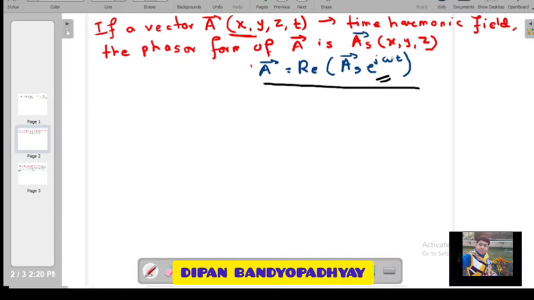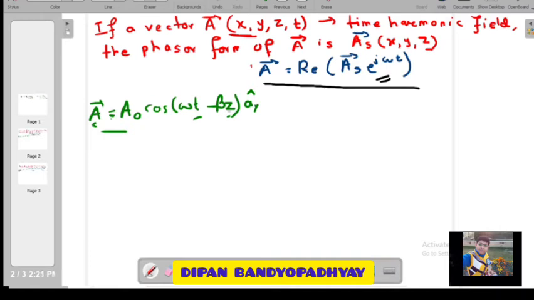I will show you with a small example how you can represent a vector of this form. Suppose you have a vector A equal to A naught cos of omega t minus beta z, in the y direction, say A_y. This is a vector that is time variant and also space variant; it changes with time and space.